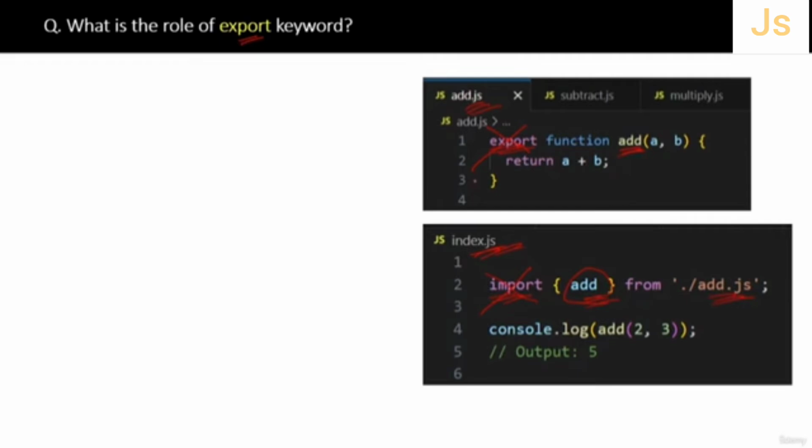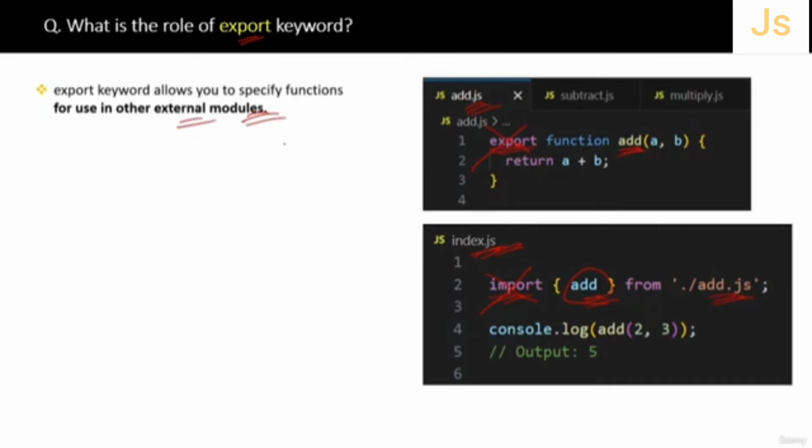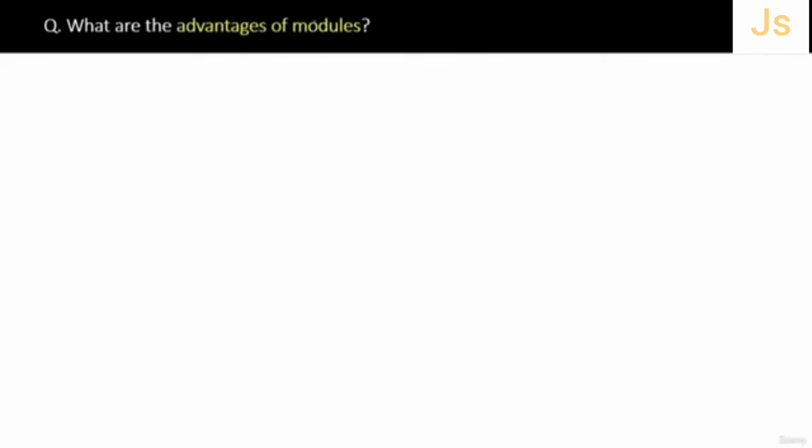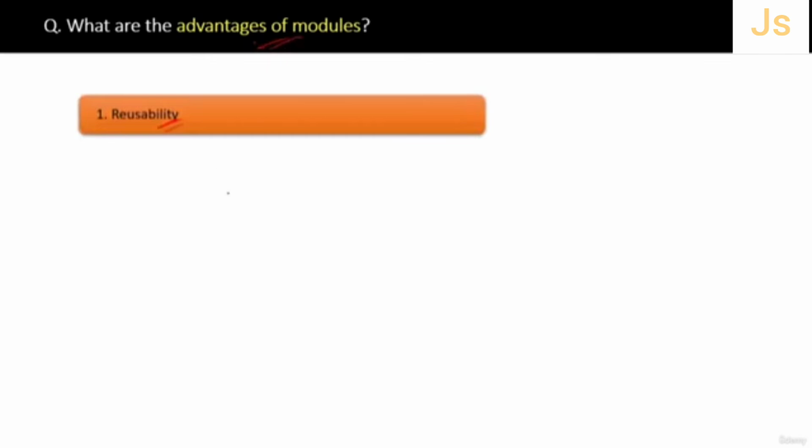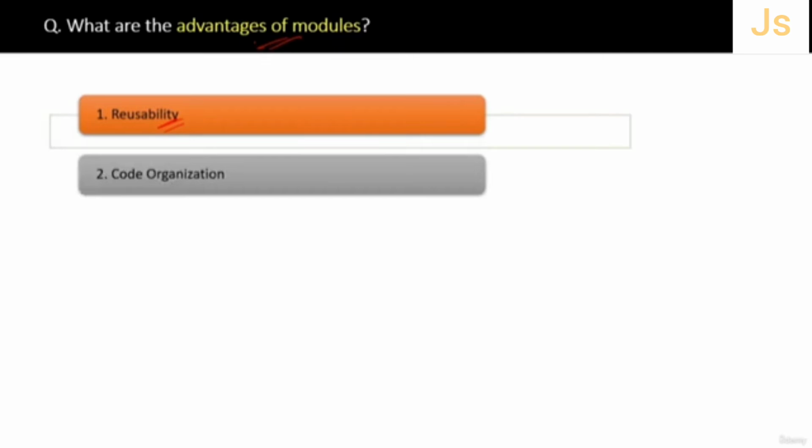So the whole point is, the export keyword allows you to specify functions for use in other external modules. That is the answer to this question. What are the advantages of modules? The most important advantage is code reusability. You will write a method in one JavaScript file or class, and then you can import that method into multiple JavaScript files. Okay. Another benefit is code organization.